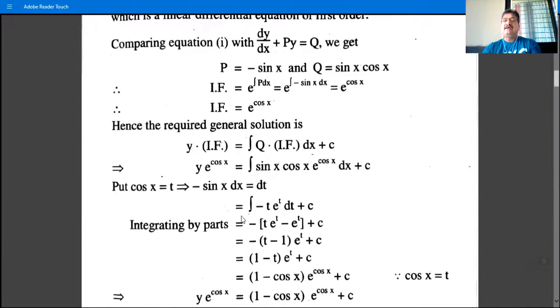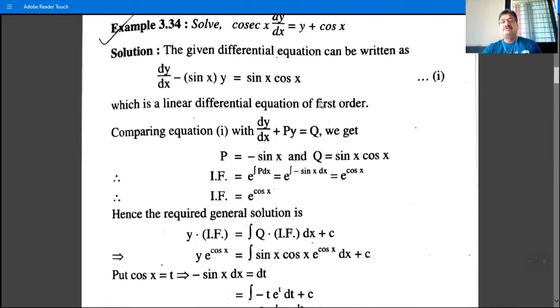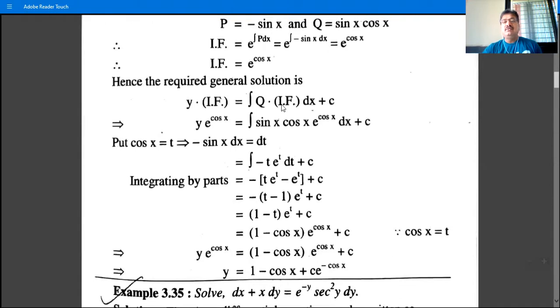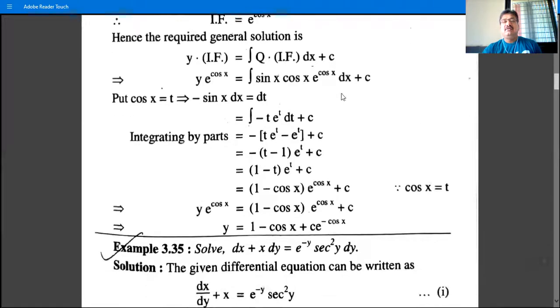So we have the direct formula to obtain the general solution of linear differential equation, what is it? yI is equal to integration of Q into I dx plus c. So y e raised to cos x as I, the integrating factor, equals integration, where Q is sin x into cos x, into the integrating factor e raised to cos x dx plus c. And in order to solve this integration, substitute cos x is equal to t.